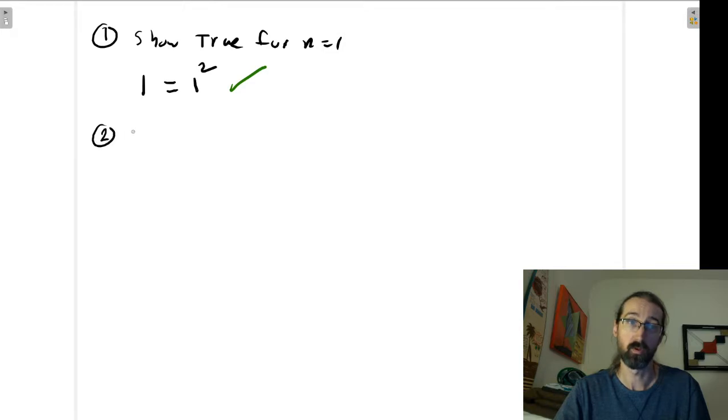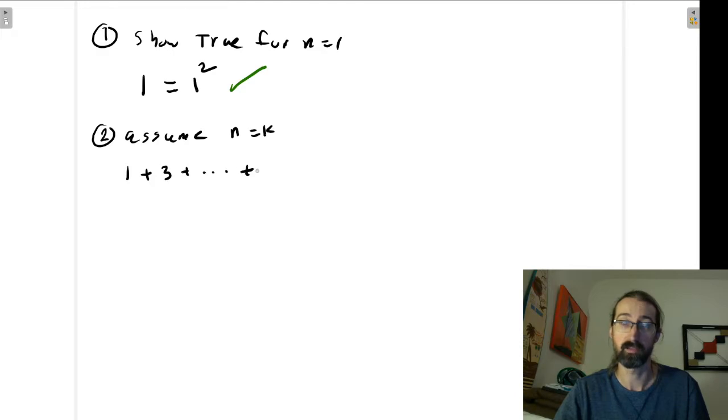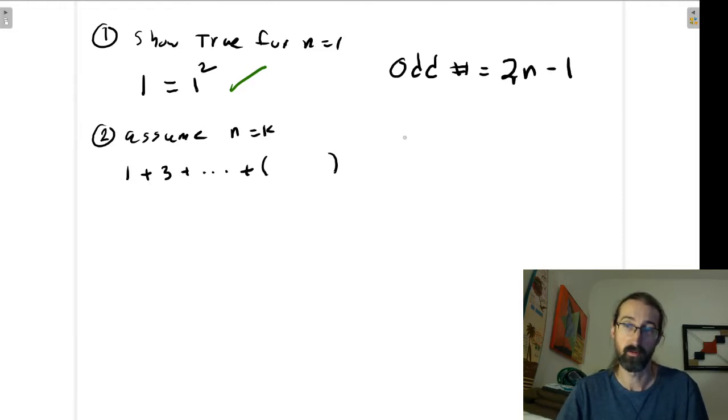Step 2, we assume that it works for some n equals k. So I'm going to say 1 plus 3 plus dot dot dot plus the kth odd number, the last odd number. Now I need this to be odd numbers, right? And I know that an odd number is equal to 2n minus 1. That's my odd number. Remember we talked about patterns, right? 2n minus 1, this is an odd number.